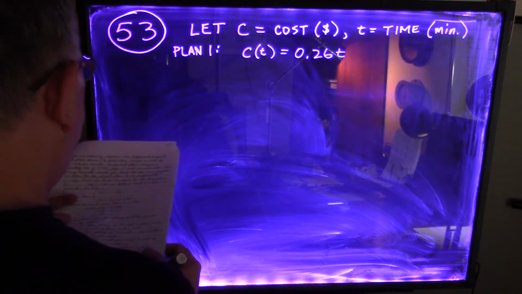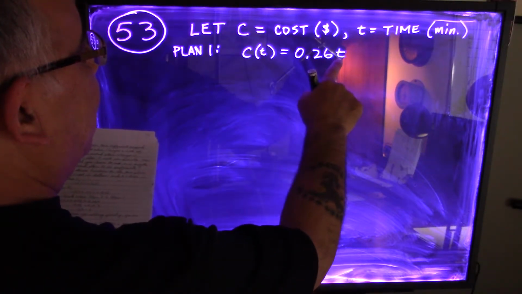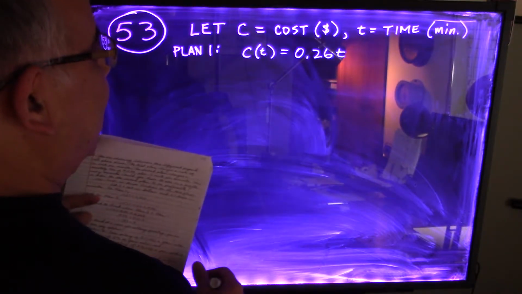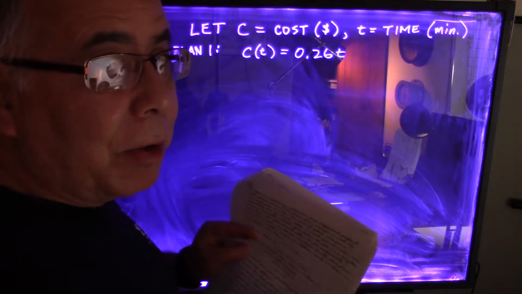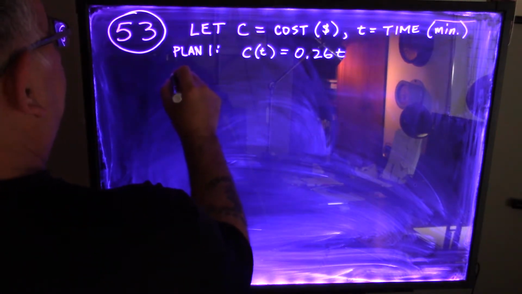All right. So in other words, you can check your function. If you use 1 minute, just let t equal 1. 1 times 26 cents is 26 cents. That's what it's going to cost you for 1 minute. So that seems to work right. Let's look at plan 2.